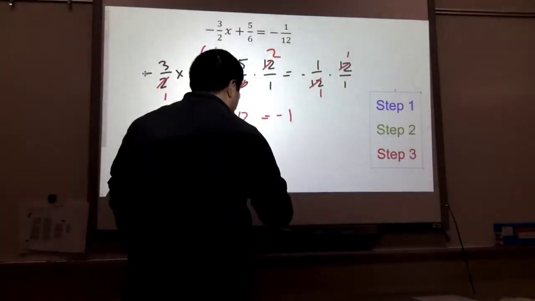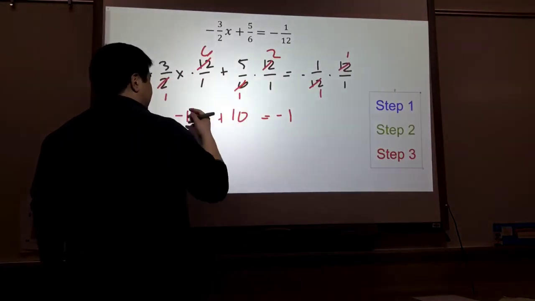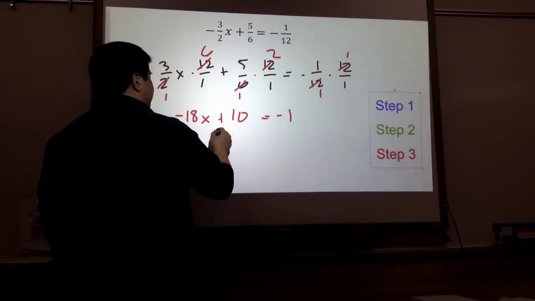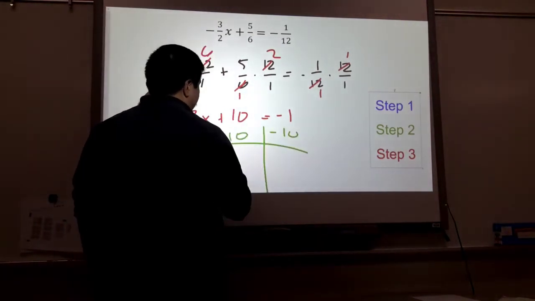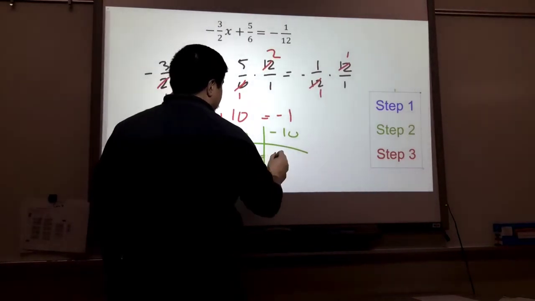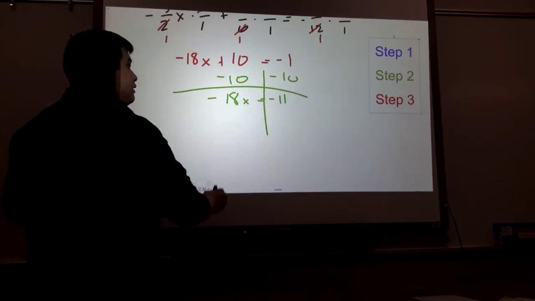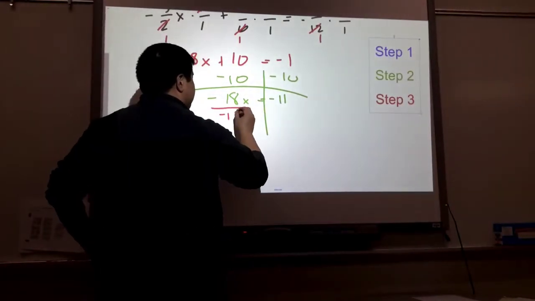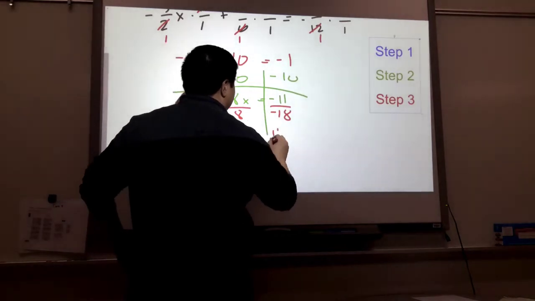We are done with that. That was actually still simplifying it. Part 2, subtract 10 from both sides. We get negative 18x equals negative 11. Divide both sides by negative 18. We get x equals 11/18.